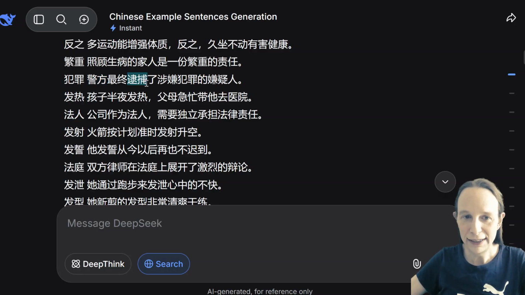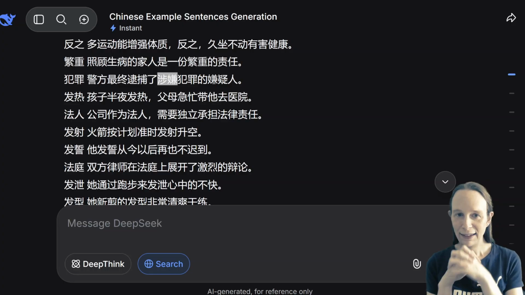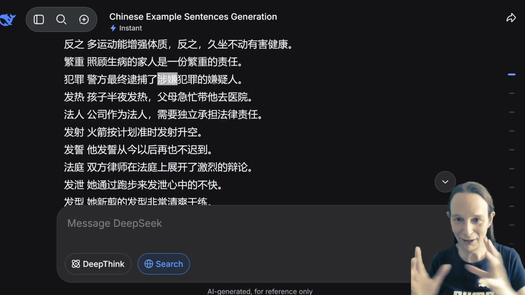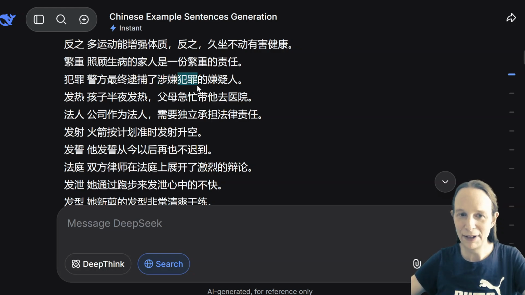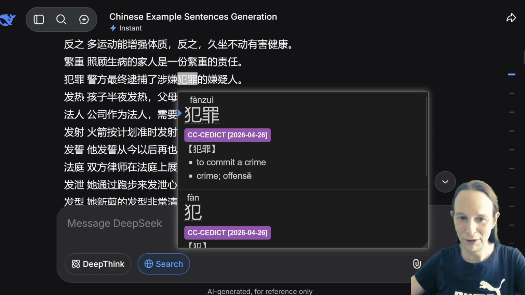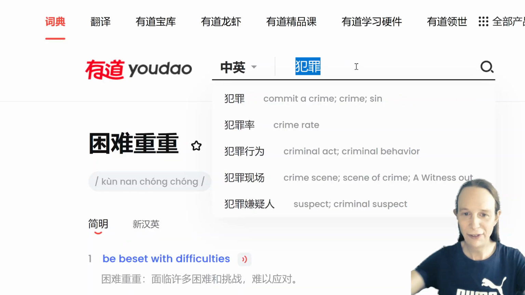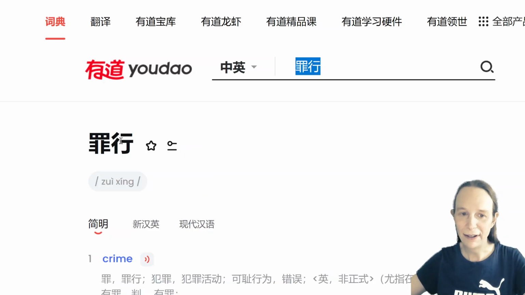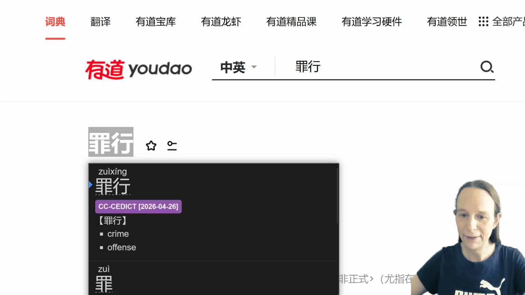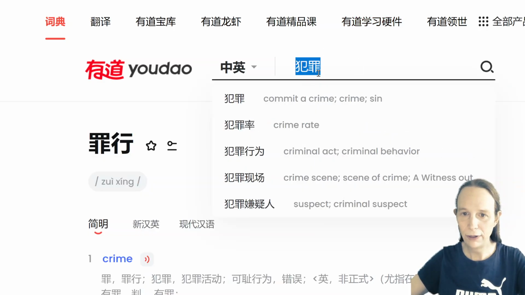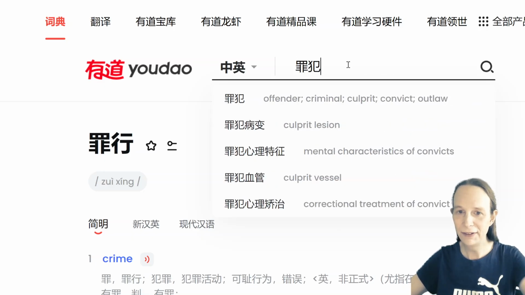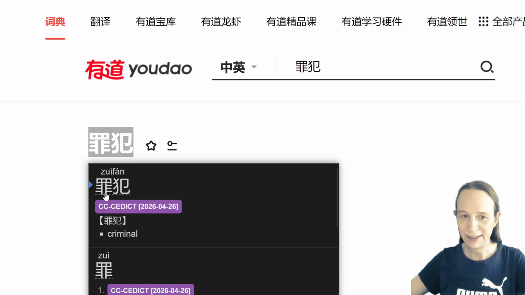警方最终逮捕了涉嫌犯罪的嫌疑人. 涉嫌 is to suspect someone. So to suspect someone in a crime, a suspect who is suspected of committing a crime. Also a verb, and also a noun, crime, but actually for crime you can use 罪行. That's a better one for the noun. And for the person, criminal, you got 嫌疑人, suspect, but you can also swap the characters around. 罪犯. So a crime committer. Criminal.